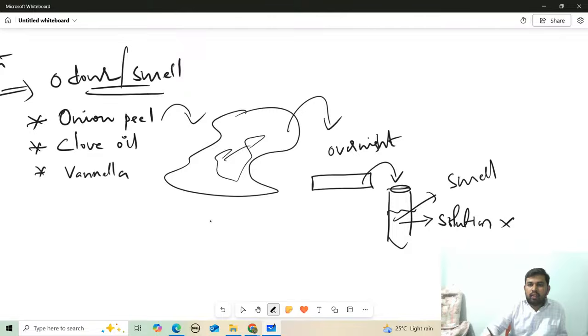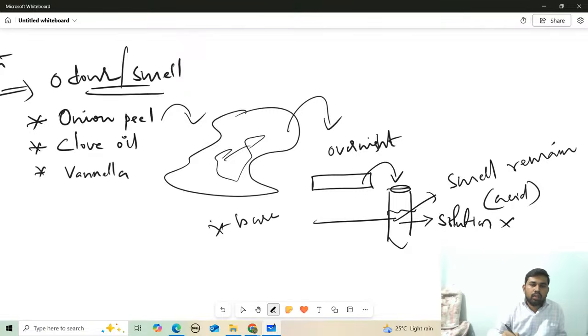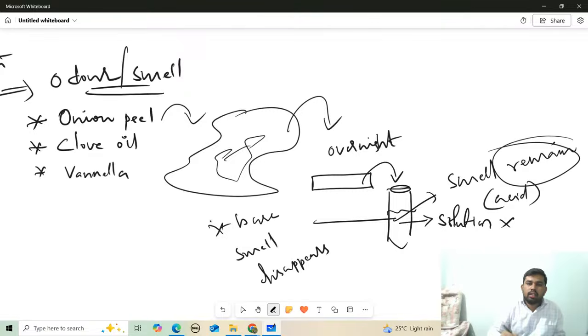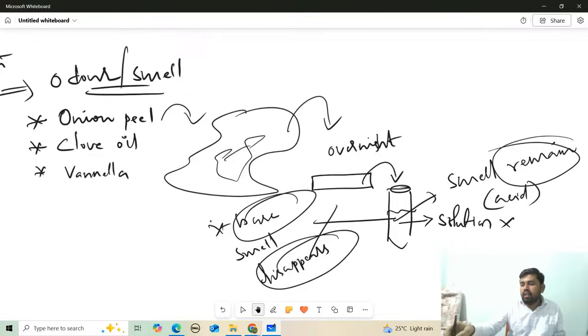If the smell remains, it is an acid. Then if X is a base, what will happen? The smell disappears. Clear? So if it is acid, the smell remains. If it is base, the smell will disappear. This is how an olfactory indicator is used.